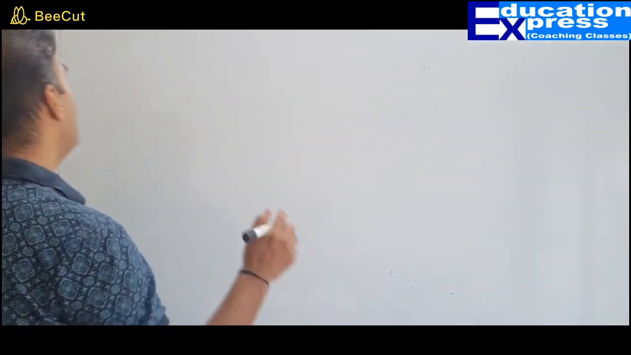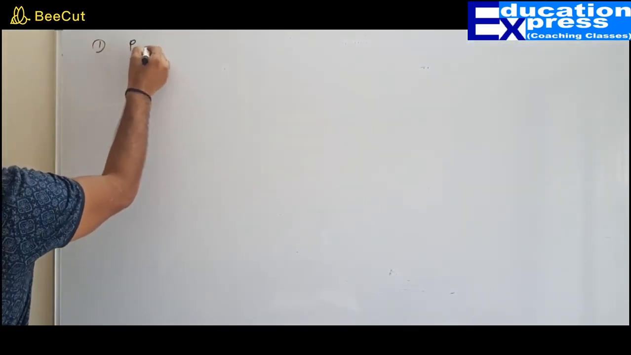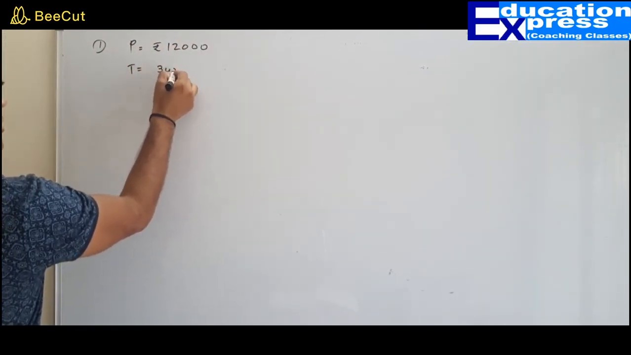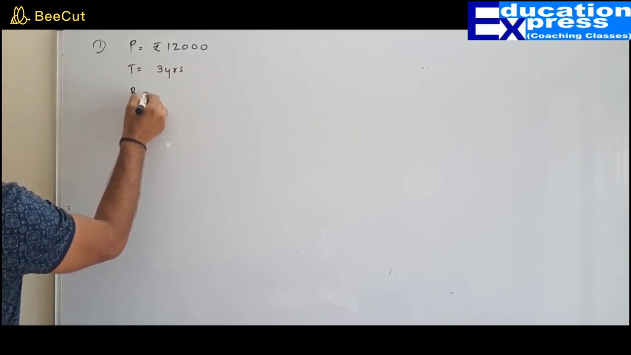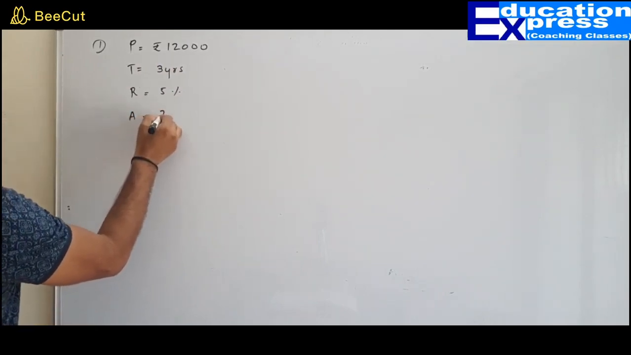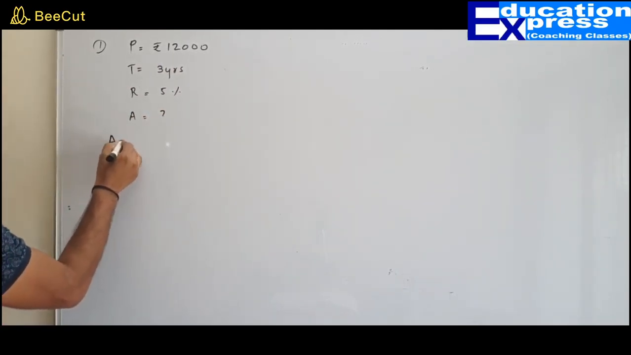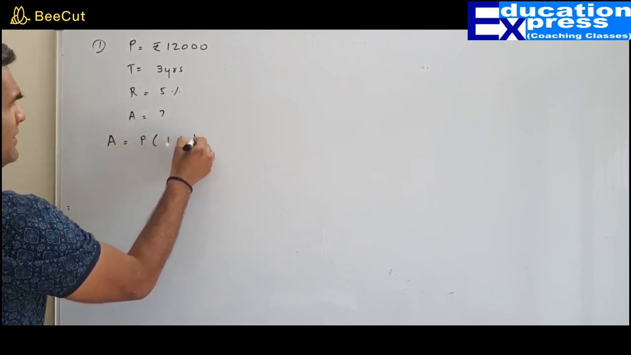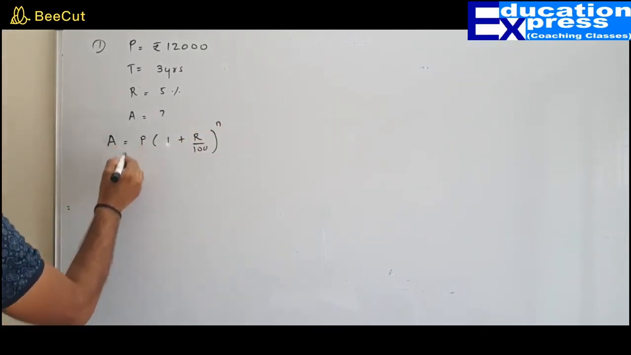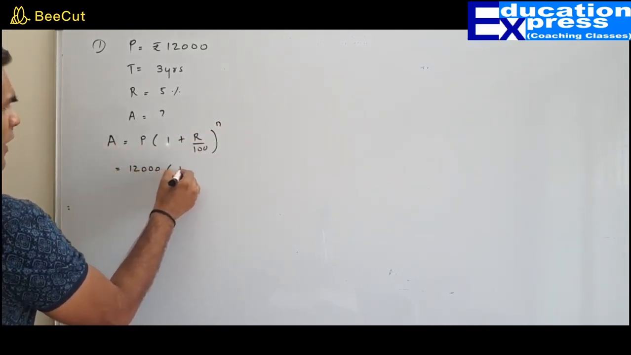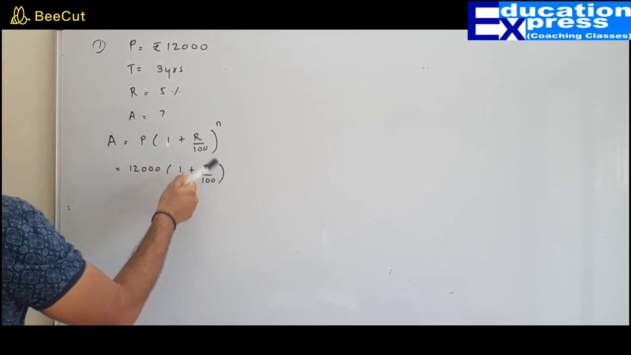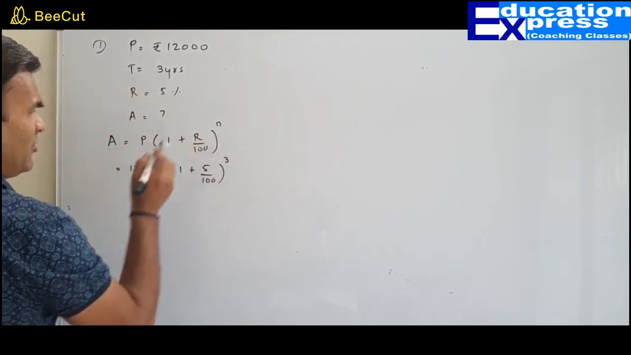So, what is the principal amount? Principal is rupees 12,000. What about the time duration? 3 years. What about the rate? 5%. We have to find what? Amount. Do we have any direct formula for amount? Yes, sir. Amount equals P (1 plus R upon 100) raised to N. So what is the value of P? 12,000. 1 plus R, 5 upon 100, raised to N, that is time, which is nothing but 3 years.